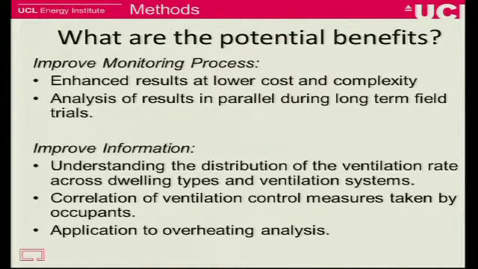And then from this information, we can start to understand the distribution of the ventilation rates across different dwelling types and ventilation systems, seeing how robust they are. For example, do certain designs depend overly on wind direction or wind speed, things like that. Also, as ventilation changes over time, you could potentially start to look at correlation of when occupants take action on their ventilation. And again, that also applies to overheating as well.